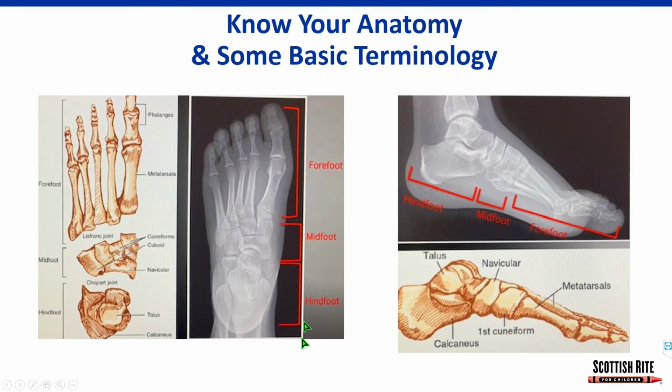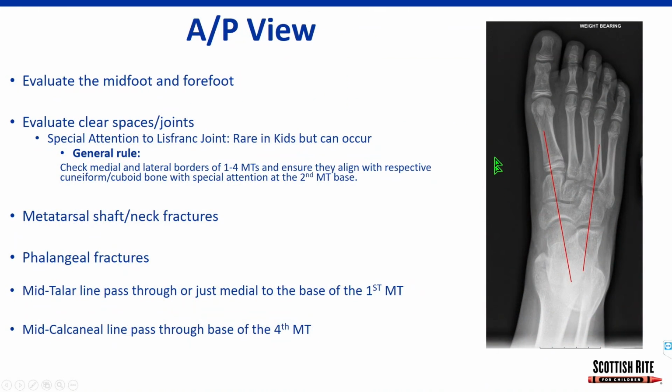Knowing your anatomy, so being able to describe the hind foot, the midfoot, and the forefoot. You can see that on the AP. You can see that on the lateral as well. Looking at this AP view, I would start down here at the distal end of the tibia and fibula. You can see those. You can see a little bit of the distal end of our calcaneus and our talus.